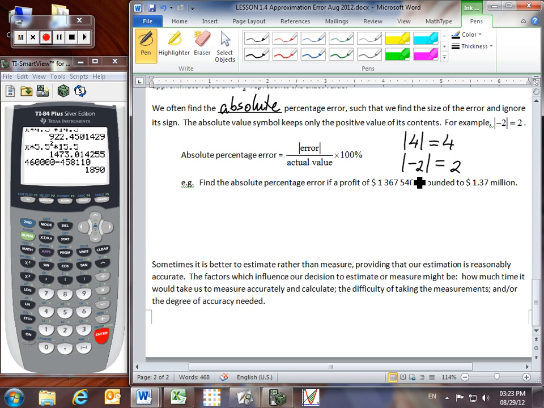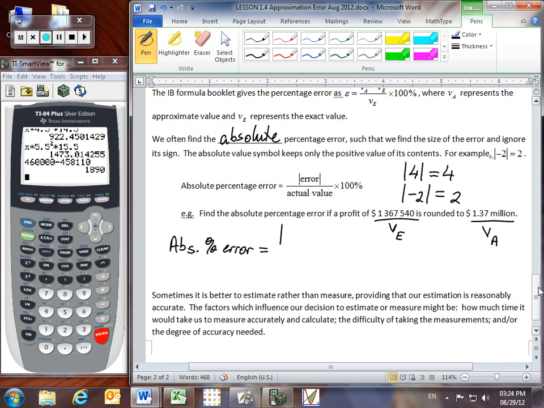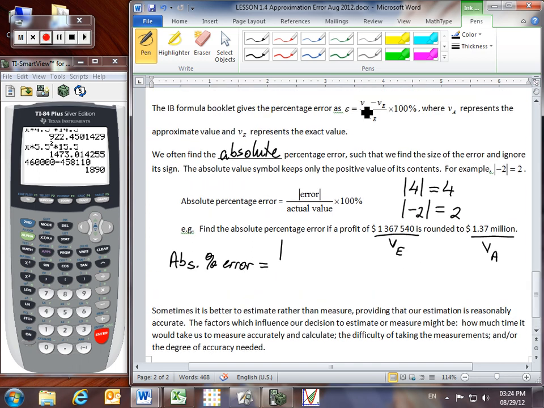Alright, here's an example then. Let's find the absolute percentage error if a profit of 1,367,540, so that is our exact value, and here is our approximate value. So our absolute percentage error, I'm going to abbreviate this if you don't mind. My absolute percentage error is going to be, alright, our numerator is the absolute value of our error, and you remember that our error is VA minus VE.